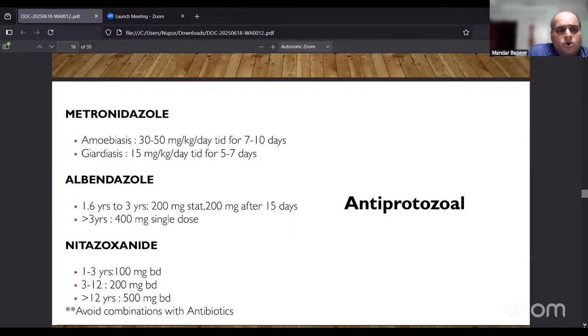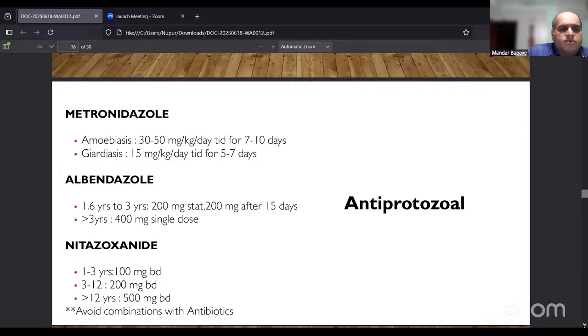Now, albendazole, it's a deworming medication. We usually give to all kids more than 1.5 years. We give twice in a year, that is the WHO recommendation. And for less than 3 years, we give 200 milligram to start with and 200 milligram after 15 days. And after 3 years, the universal adult dose is 400 milligram single dose.